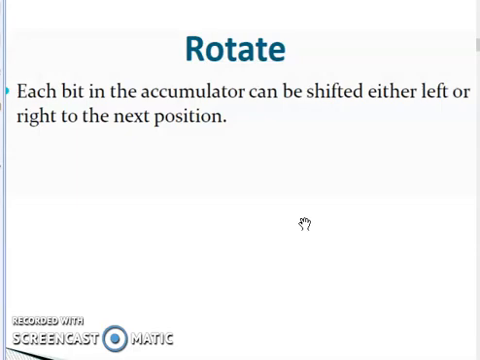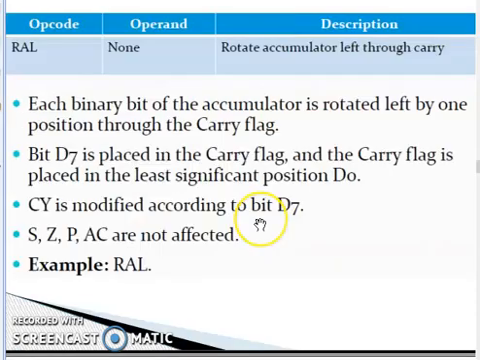The 8085 microprocessor has some instructions to rotate or shift the content of the accumulator towards left or right. That means each bit in the accumulator can be shifted either left or right to the next position. Now let us see some of the instructions used to rotate or shift the content of an accumulator.